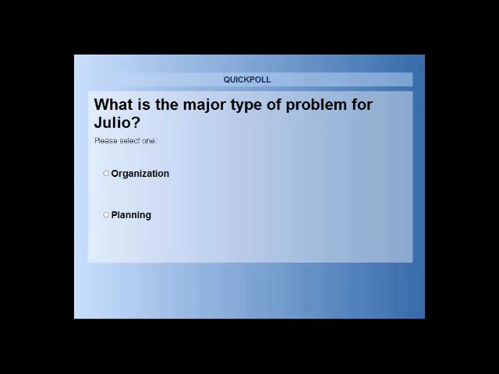Sean was 100% planning, and Julio is 100% organization. That's the consensus. All right. Good job.